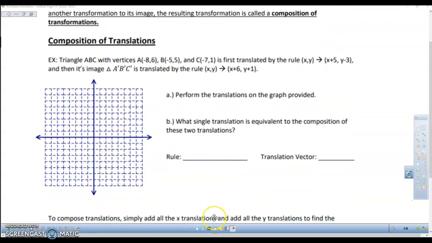All right. So triangle ABC with vertices at A is at negative 8, 6.